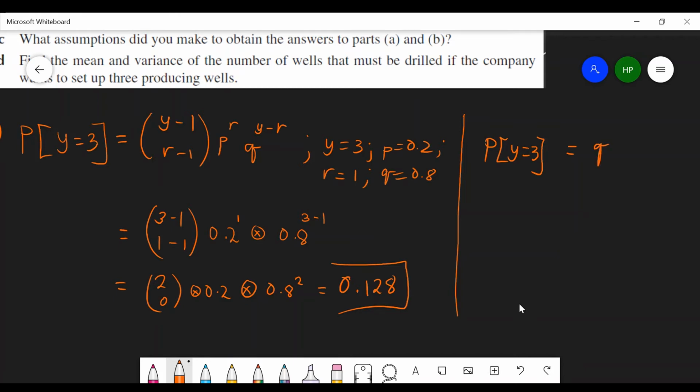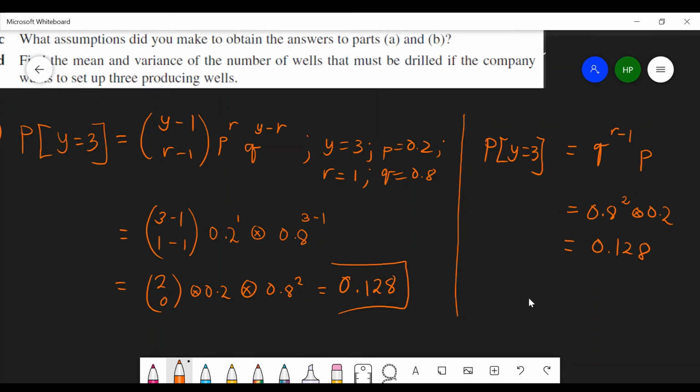Q to the R minus 1, then P. Tama? Equals 0.8 squared times 0.2. Which is equal to what? Ito na rin yan, no? Hindi ba ito ay 1? 2 combination 0 is 1. So, 0.2 times 0.8 squared. So, 0.128. Okay? So, pareho lang sila kapag first.